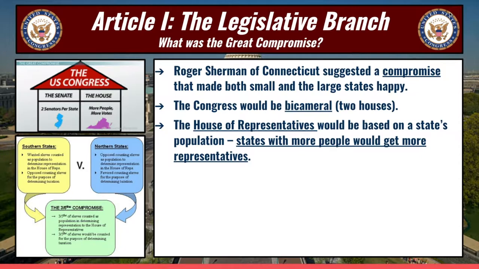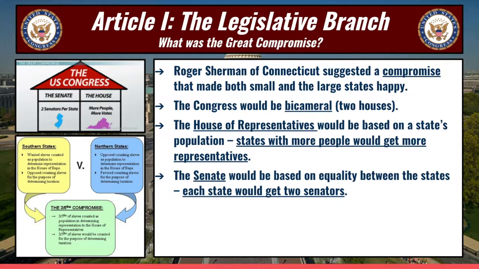They agreed that one of the houses, which they were going to call the House of Representatives, would be based on a state's population. In other words, states that have more people living in them, more citizens, would get more representatives in the House of Representatives, which is half of the Congress. The Senate, which they were also creating, would be based on equality between the states. And in the Senate, every state would get two senators. So the Senate would be similar to the Articles of Confederation Congress, where every state had the same amount of votes.